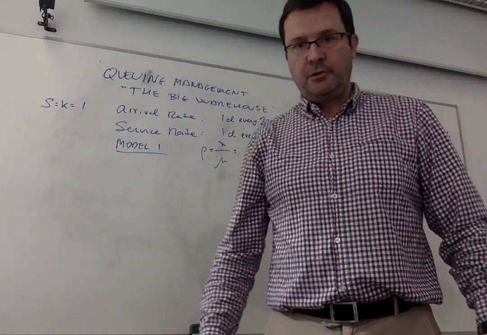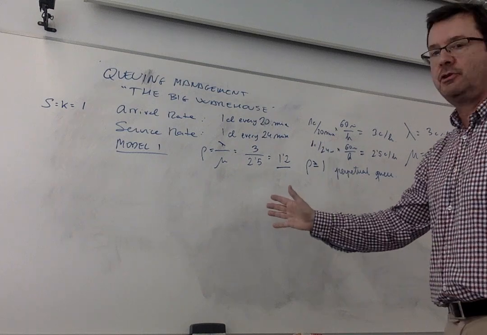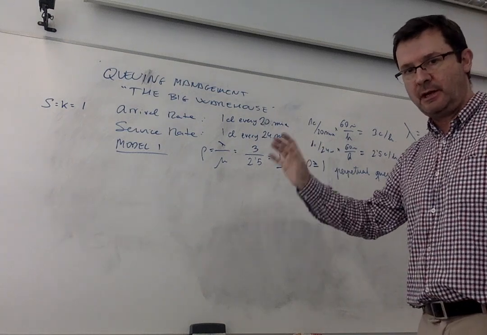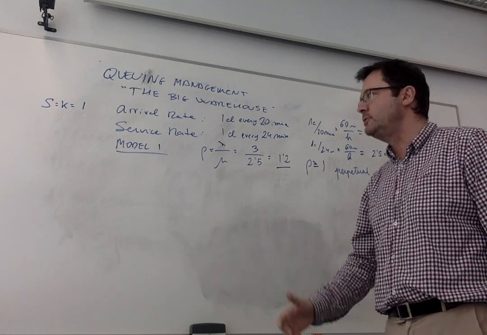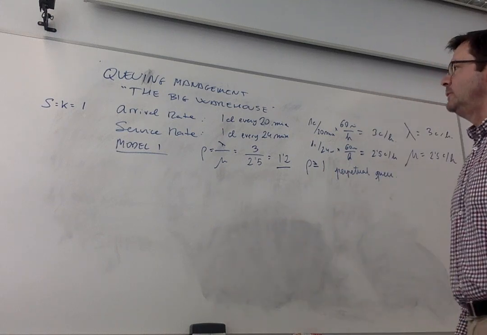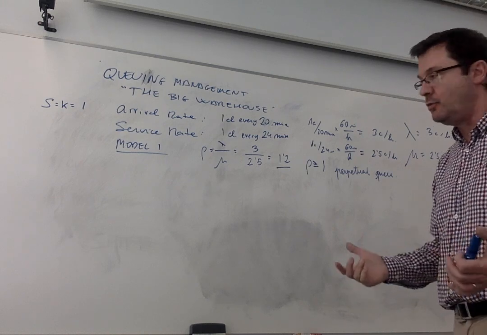Again, this is video 10, queuing management. We must make a decision to avoid this situation. We are losing clients, we're losing sales. This is bad for our reputation. And the decision that we make is to hire an additional worker.